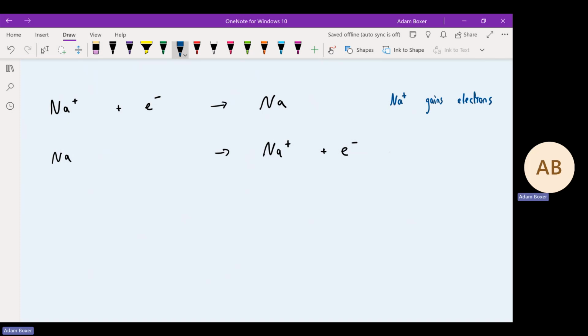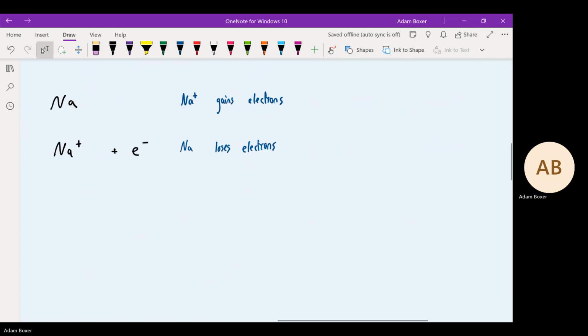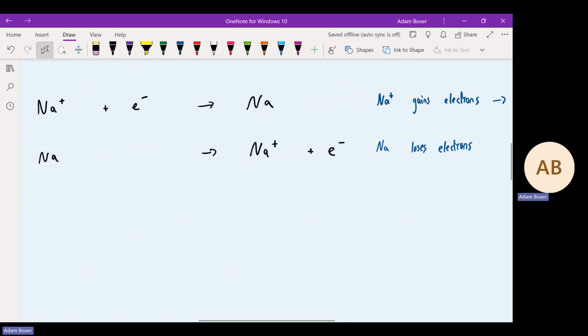Whereas in this one, we would say that Na loses electrons. And chemists have a word to describe that process. In this first one, we would say Na plus has been, and this is the new word for you, reduced. A good way to think about that is that the charge has been reduced. It's gone from positive down to 0. So the charge has gone down.